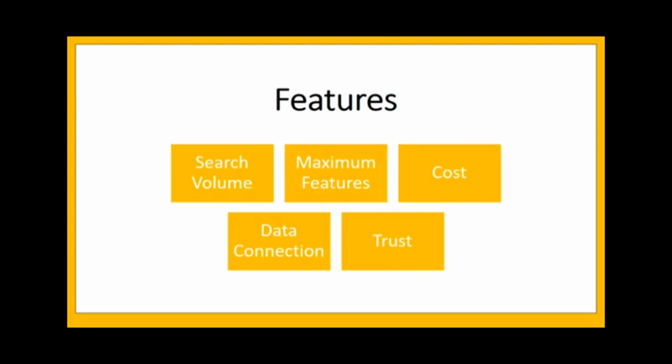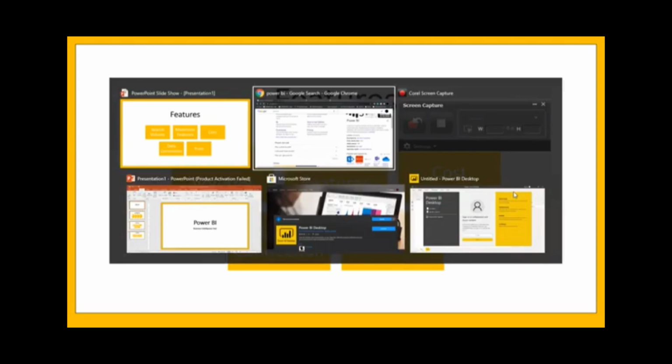Now, if we talk about the features of Power BI, why do we need to study Power BI and not any other software? So the first feature that comes to our mind is its search volume. Search volume is basically the data we have taken through Google. Google is one of the leading search engines in the world, and that's why we have taken the Google data.